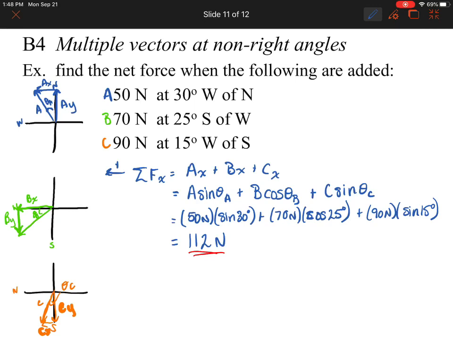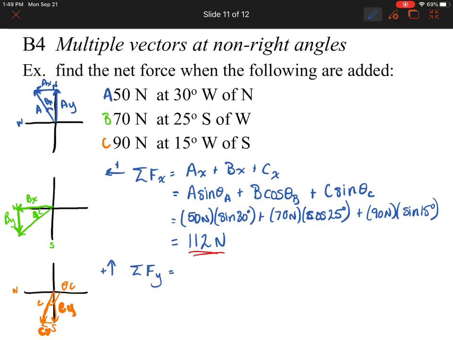So I'm gonna go ahead, okay, for the Y direction. Again, we want to have one positive direction, one negative direction. So if I look at this, I have A is north, B is south, and C is south. So this is going more north than south, but it really doesn't matter if I make this positive or negative. So let's just go ahead and make north positive. Like, why not?